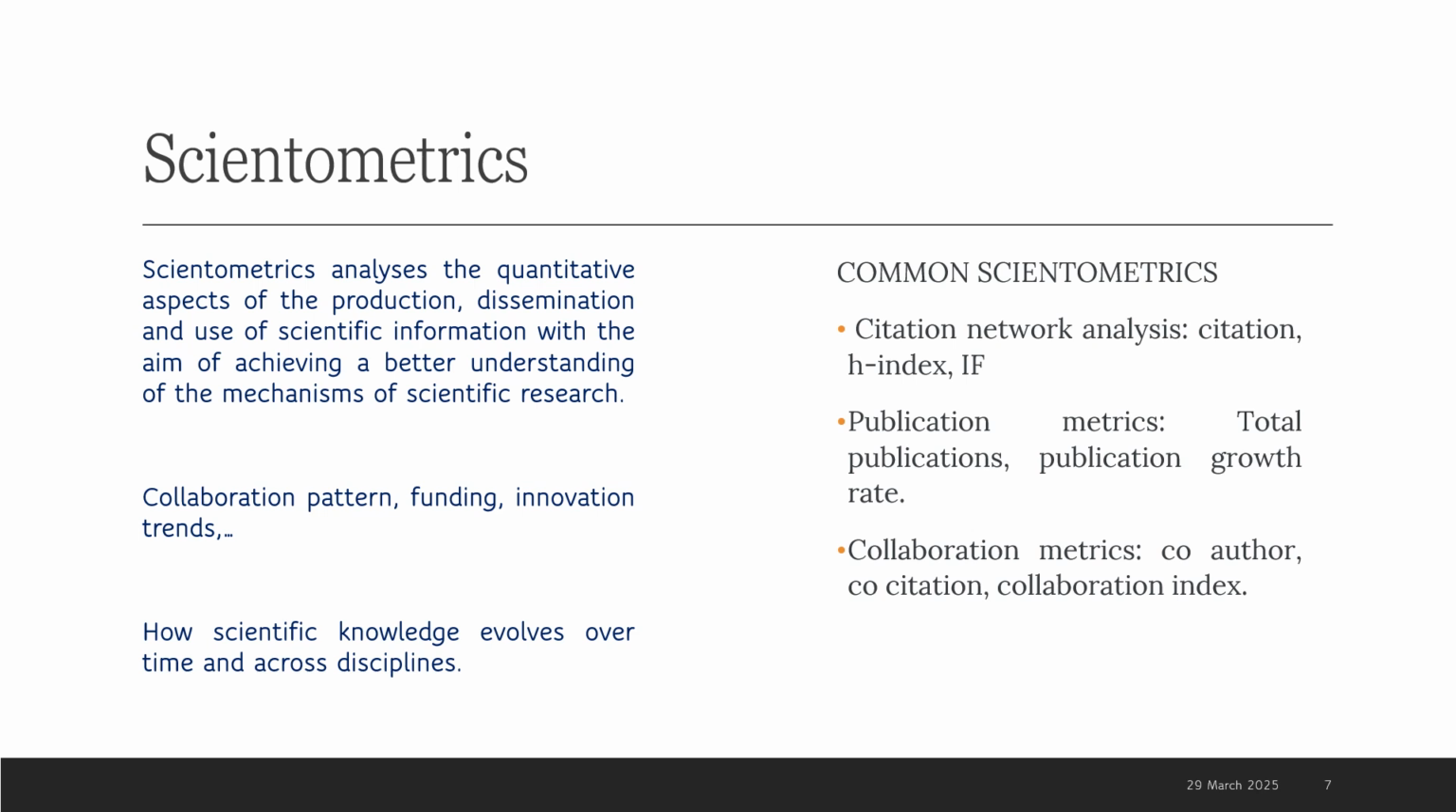Next metric is Scientometrics. Scientometrics is the study of the quantitative aspects of scientific research. It goes beyond bibliometrics by analyzing not only publications and citations, but also the broader mechanisms of scientific research, including collaboration patterns, research funding, and innovation trends. Scientometrics provides insights into how scientific knowledge evolves over time and across disciplines.